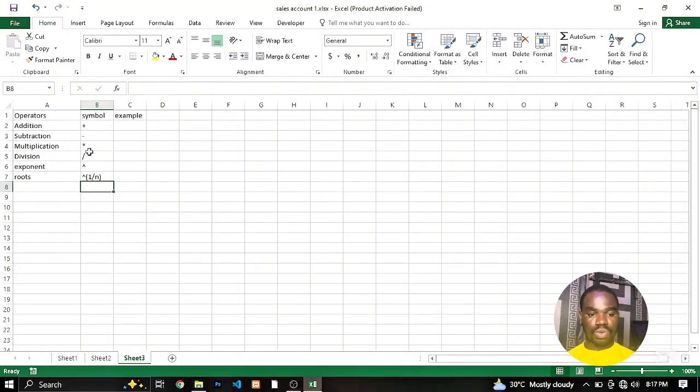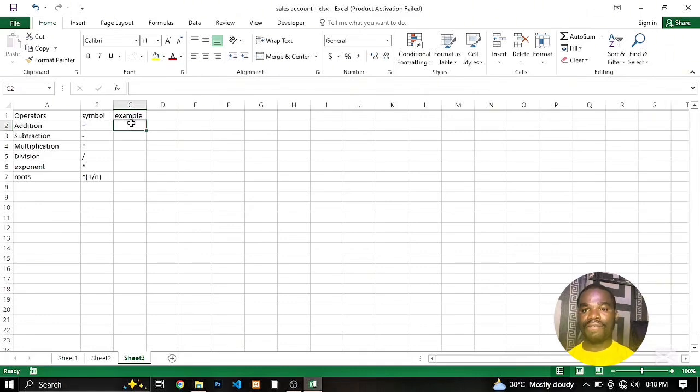Alright, so when we get to our computer, I have another sheet right here. We have our operators and we have our symbols. We are going to learn how to create our first formula in Excel. When we talk about formulas, we are looking at how to use addition, subtraction, and all the signs you are seeing here to make simple calculations. So let's create a simple example.